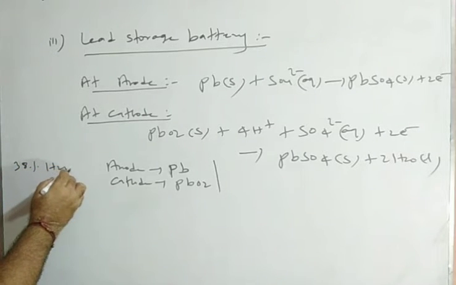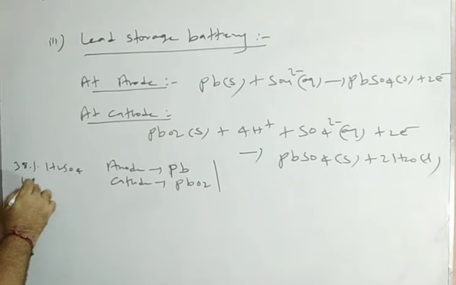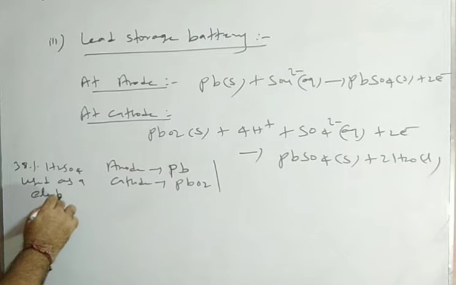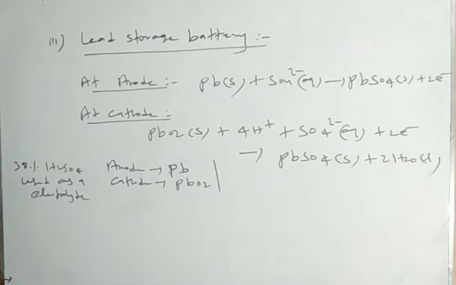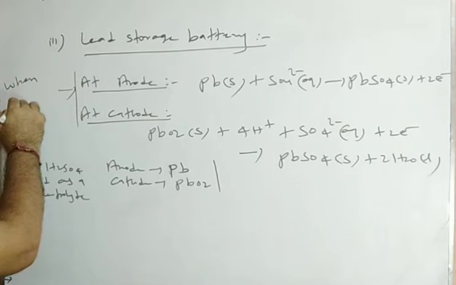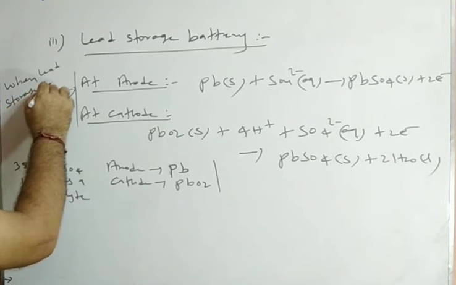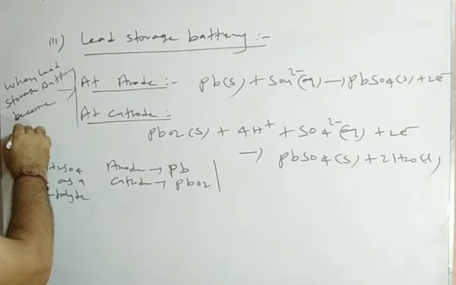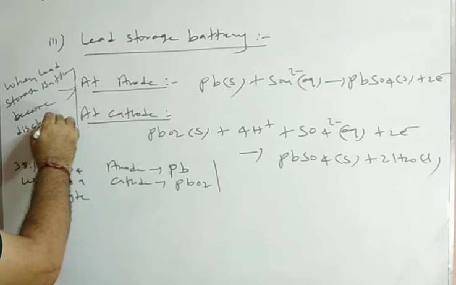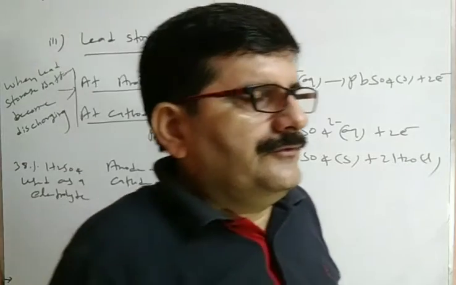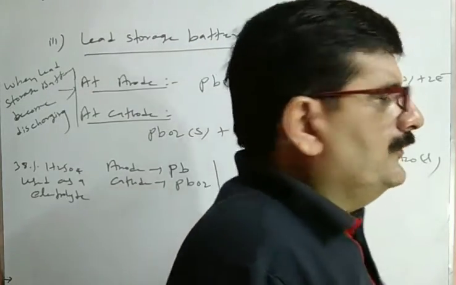38% H2SO4 is used as the electrolyte. This pattern of reaction occurs when the lead storage battery is discharging. The reaction of charging is the reverse of the reaction of what? Discharging.